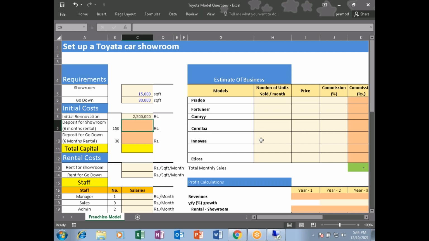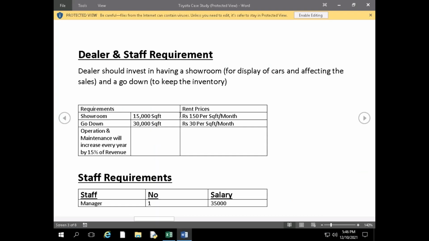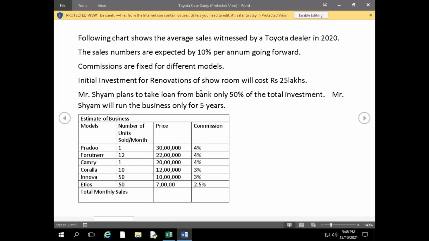So how is the initial renovation 25 lakhs, sir? They have told it themselves. In the previous part you read here: initial investment of renovation of the showroom will cost 25 lakh. Okay, sir.